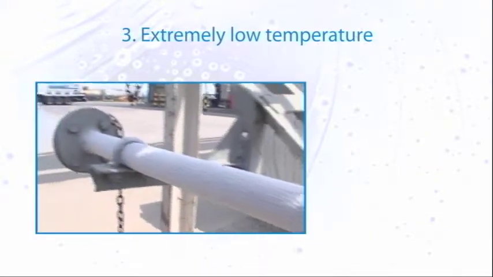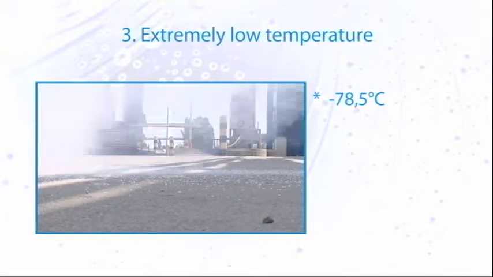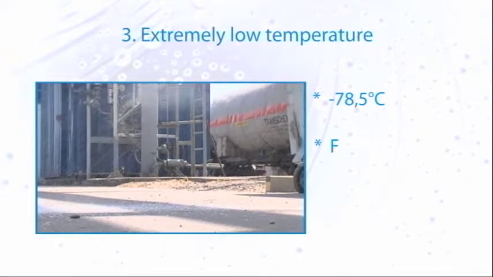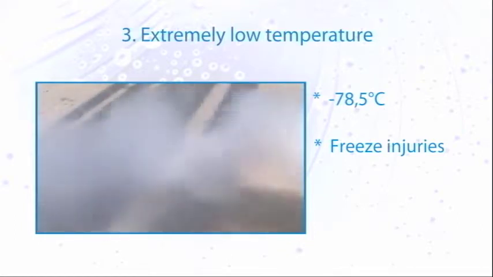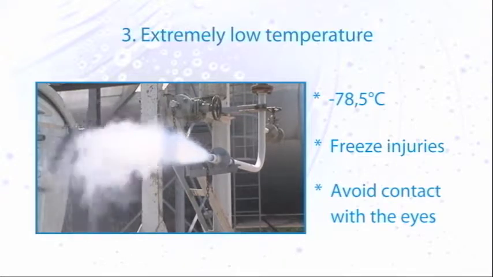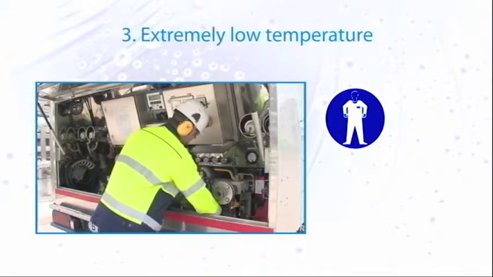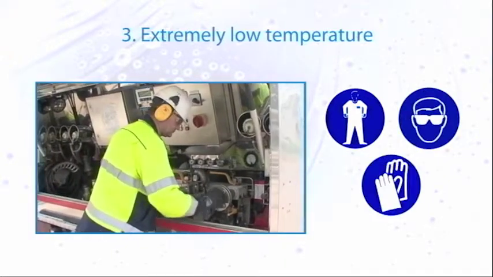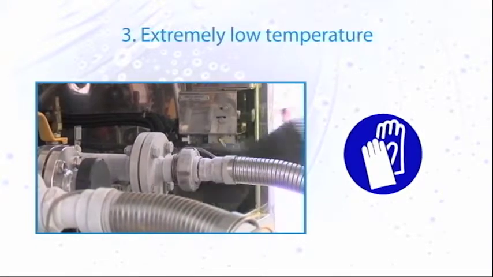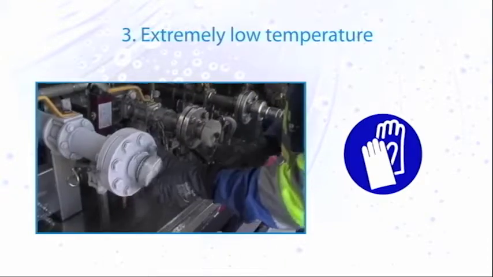The snow that develops from leaks of liquid CO2 is extremely cold, minus 78.5 Celsius. If you touch this ice with your bare hands, you can suffer serious freeze injuries. Contact with the eyes is also dangerous and must be avoided. Therefore, always wear work clothing with long sleeves, safety goggles and safety gloves. Gloves must always be used when touching pipes and hoses because they are also very cold and can cause freeze injuries.